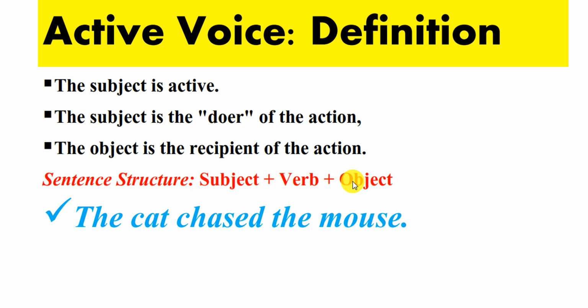Okay, let me give you an example of an active voice sentence. The cat chased the mouse. The cat is the subject here and it is active, the doer of the action of chasing, while the mouse is the object, the recipient of the action, because the action has been performed on the mouse.